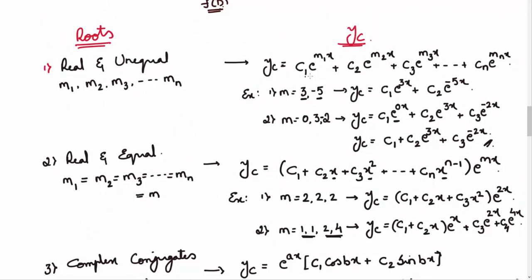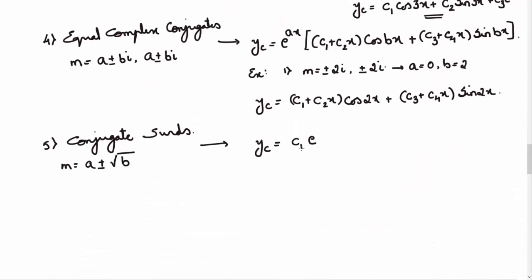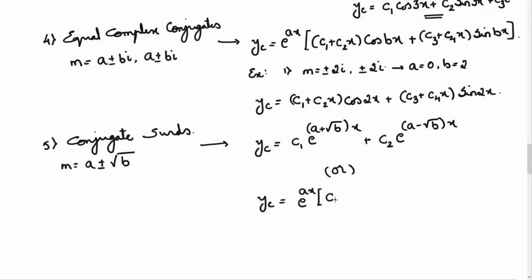as they are real numbers and unequal, one way of writing is c1 e to the power m1x plus c2 e to the power m2x. So c1 e to the power a plus root b into x plus c2 e to the power a minus root b into x. Or another way of writing this yc is e to the power ax into c1 cos hyperbolic root bx plus c2 sine hyperbolic root b into x. So this is the value of yc.